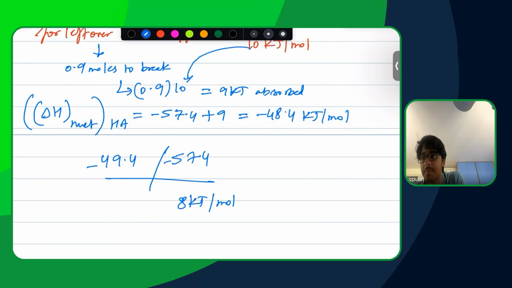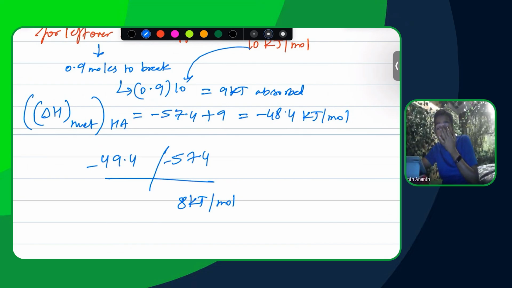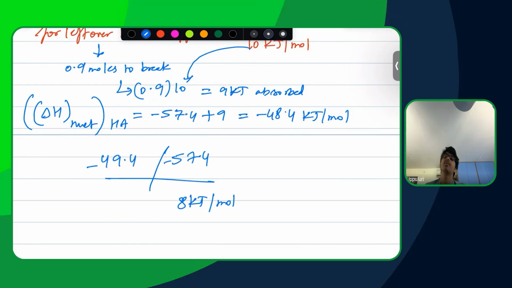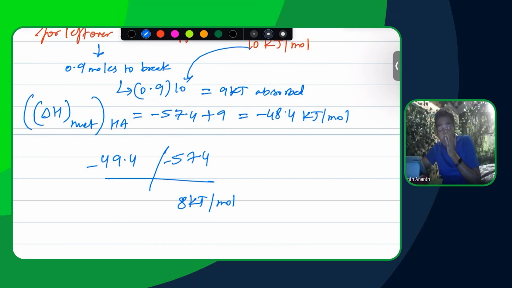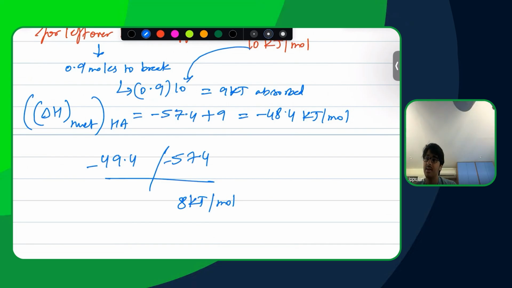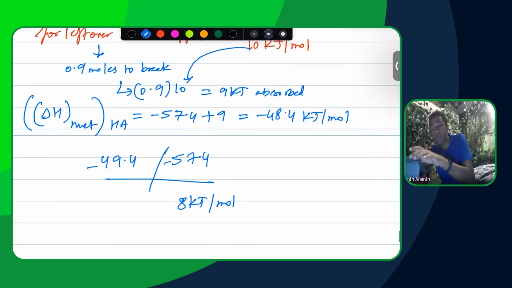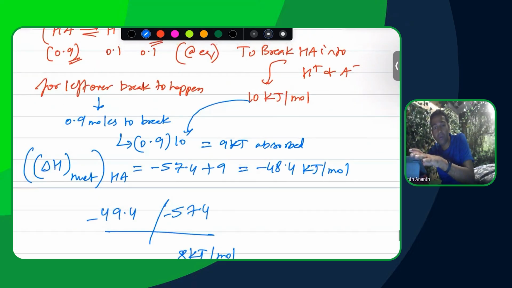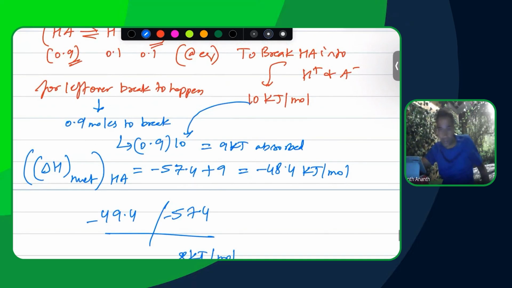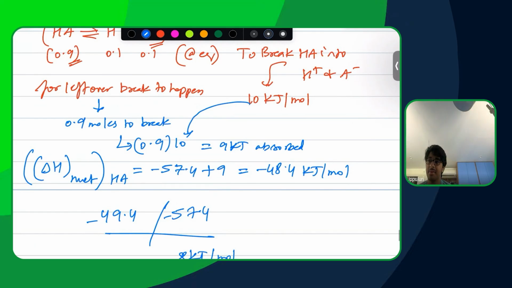So you will be asked questions like that, connecting thermo and equilibrium. You understand the idea here? Clear to an extent? Obviously, you'll have to put this down. I have not written it down over here. You'll have to explain this for yourself in your own words.